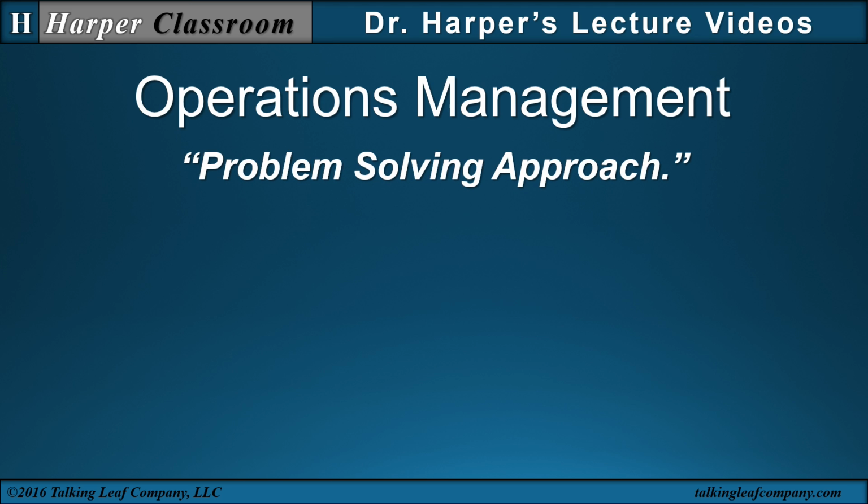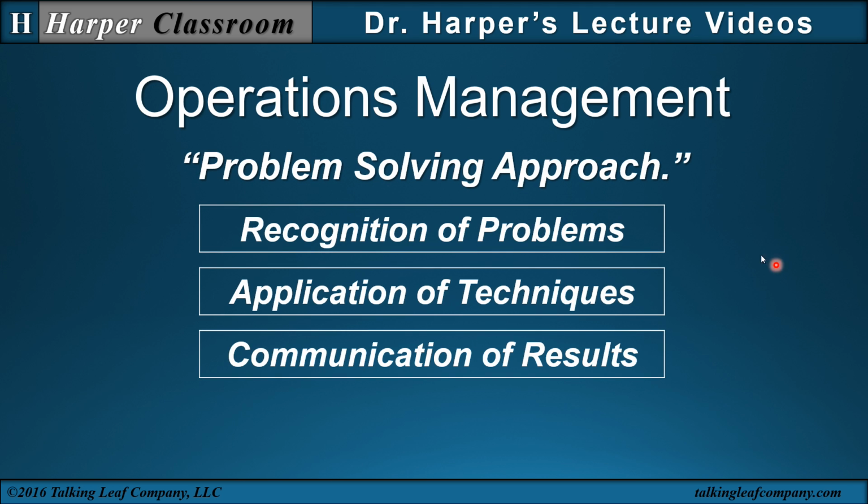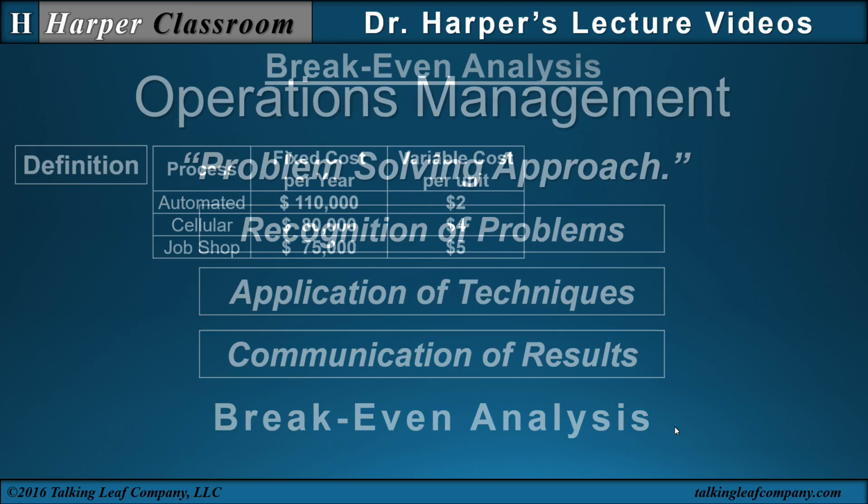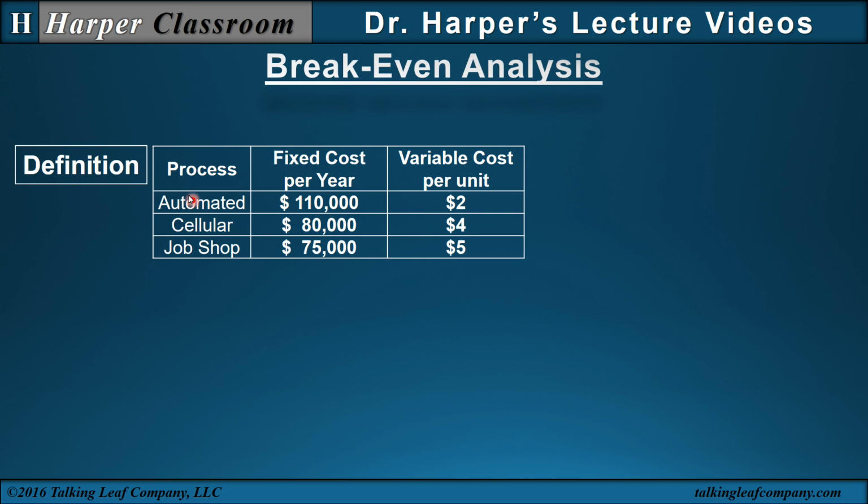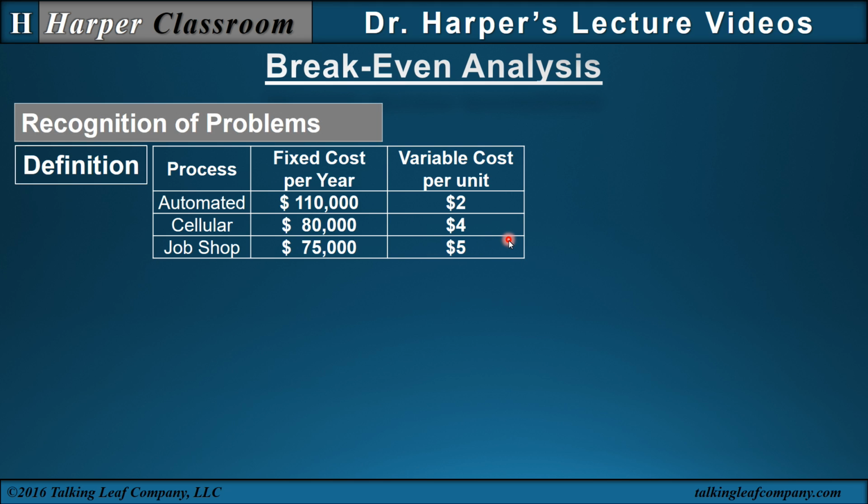In the problem-solving approach, I'll develop this in three stages: recognition of problems, application of techniques, and communication of results. And I'll use a break-even analysis. Let's assume that we have a company that's going to select either an automated process, cellular process, or job shop process within its factory. They've estimated the fixed cost per year and variable cost, so cost becomes one criteria in their decision process. First, let's recognize that this is a break-even problem.